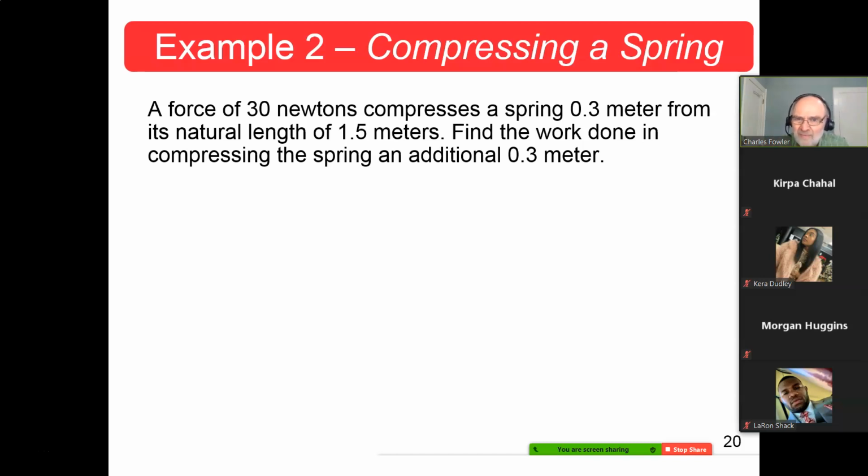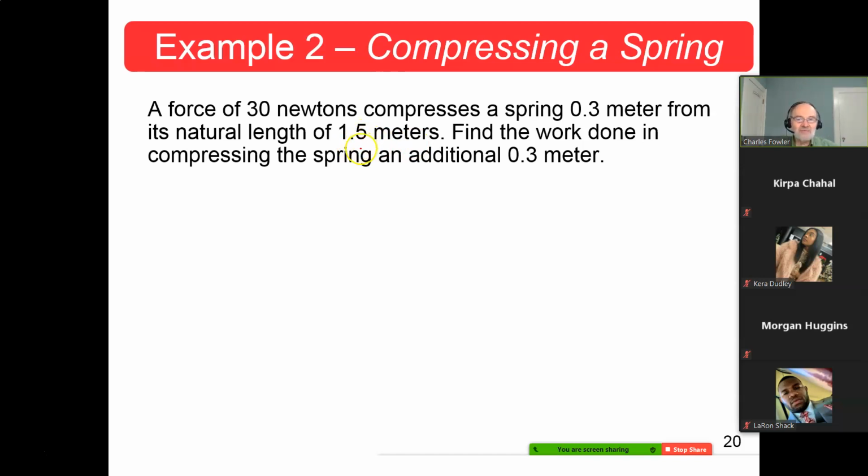Now, what in the world are they talking about here? Well, the first part here, a force of 30, let me see if I can get this to show up here. I think I can. Yeah. A force of 30 newtons compresses a spring 3/10 of a meter from its natural length of 1.5 meters.